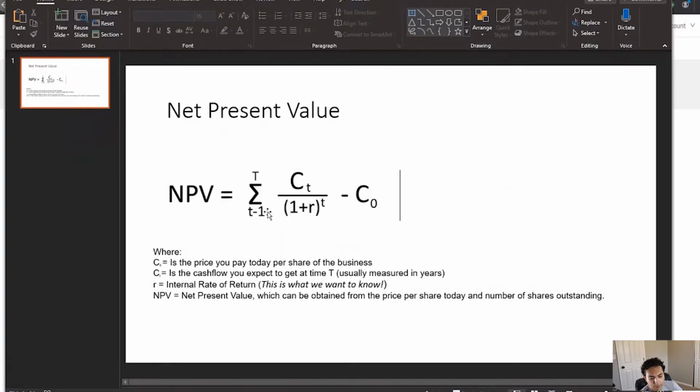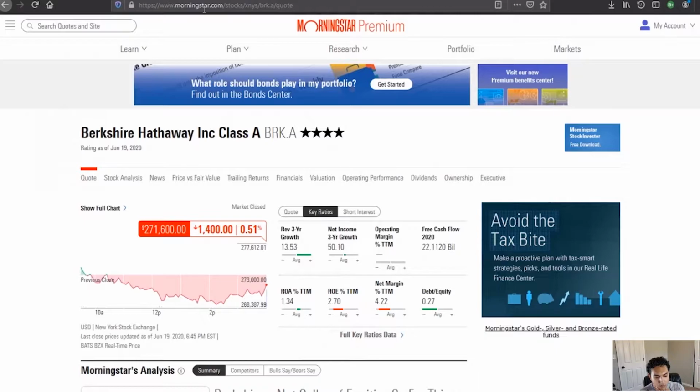Okay, so one of the things I wanted to do is put this into practice with an actual company, and I chose Warren Buffett's own company, Berkshire Hathaway. Berkshire Hathaway has two different series of shares, the A and B, so I chose the A shares. I go to morningstar.com and put Berkshire Hathaway in the search for quotes input. I come up with this screen, and as you can see, we're already given some interesting information here. First of all, we can see the current price today for this company, $271,600.